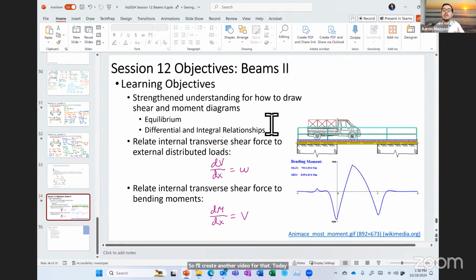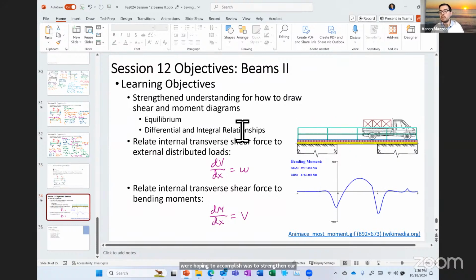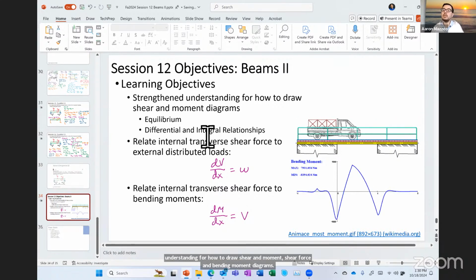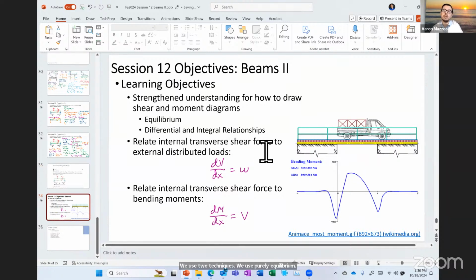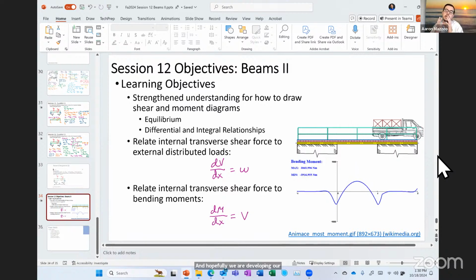Today, what we were hoping to accomplish was to strengthen our understanding of how to draw shear force and bending moment diagrams. We use two techniques. We use purely equilibrium, and then we also use differential and integral relationships. And the big ones are dV/dx equals w and dM/dx equals V. And hopefully, we are developing our X-ray vision to be able to see what the internal bending moments and internal shear forces might be along a beam as we encounter them in our everyday lives. Okay, thank you very much.